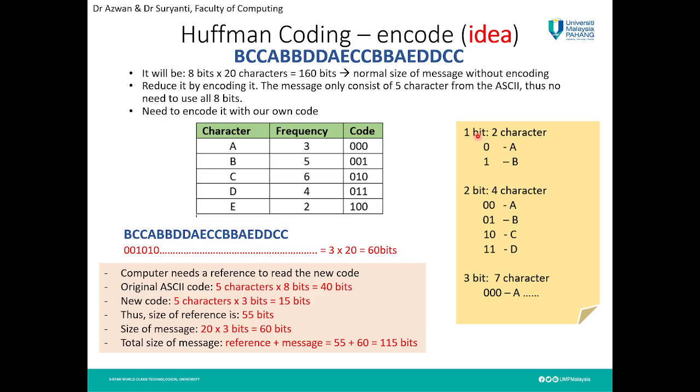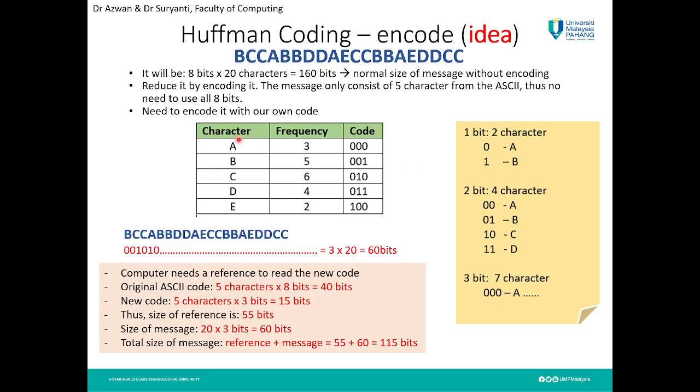But let's say our characters are more than 2. Let's say we have 4 characters. So we need 2 bits, because A is represented by 0,0, B by 0,1, C by 1,0, D by 1,1. But let's say we have more than 4 characters. We cannot use 2 bits. We need 3 bits. So let's say we have 7 characters. We need 3 bits. A is represented by 0,0,0.